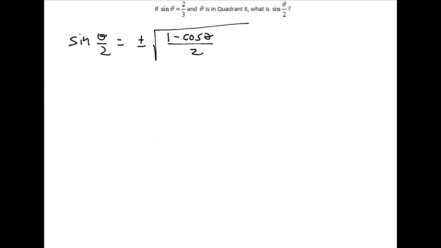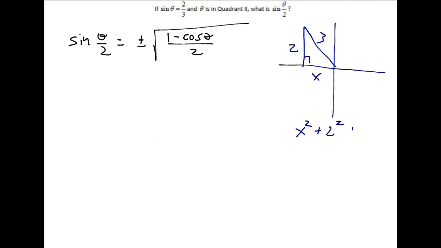Well, we know that the sine of theta is equal to 2/3, and we know that this angle is in quadrant 2, right? So there's quadrant 2, there's a triangle. Sine of theta is y over r, or opposite over hypotenuse. So this should be 2, this should be 3, and this should be x right there. So we can certainly find x using the Pythagorean theorem.